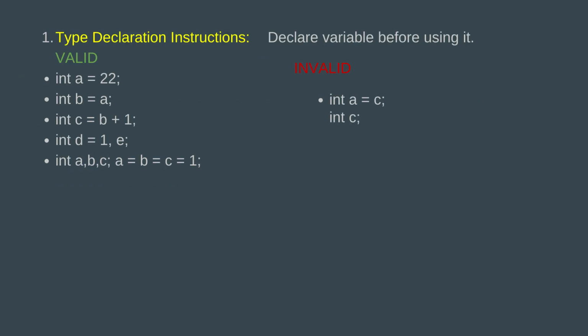Now let's talk about the type of instructions in detail. First, type declaration instructions. Instructions which we have to declare before using them come under this type. I've given some valid and invalid examples for you to refer.